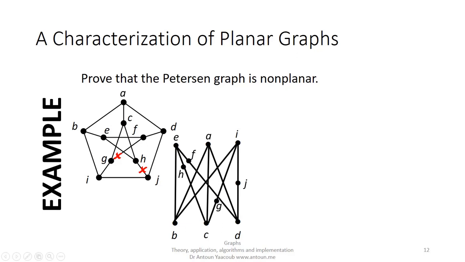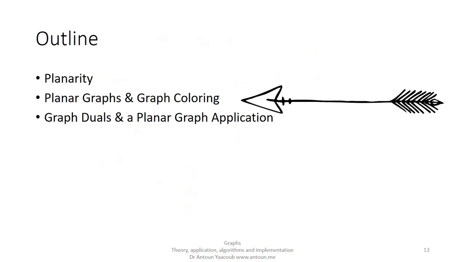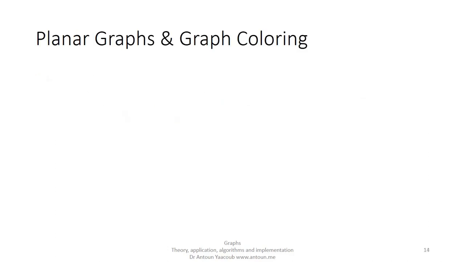So this is the way that we can prove that a graph is non-planar. Either we can find a subdivision of K5 or a subdivision of K3,3. So this was for the planarity. Let's move to the coloring of planar graphs. The question that arises here is how few colors are needed to color a planar graph.